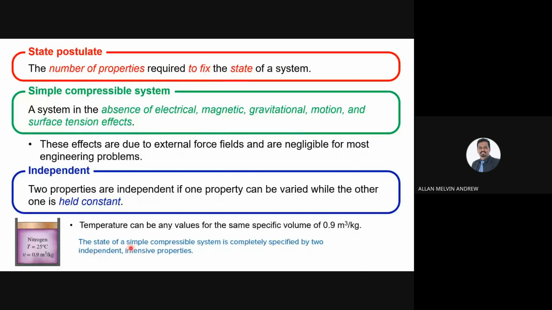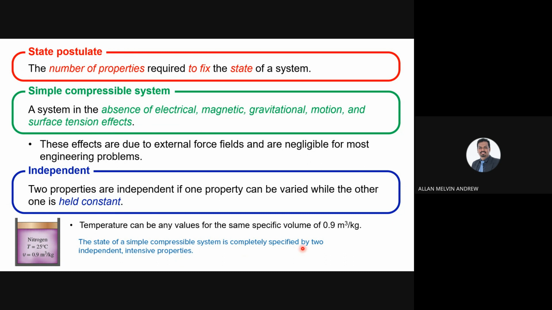Okay, so the state of a simple compressible system is completely specified by two independent intensive properties. Simple compressible system we saw earlier, is completely specified by two independent properties. For each system, to define it, you need to have at least two properties. You cannot have one property and call it a system. You must have a minimum of two.